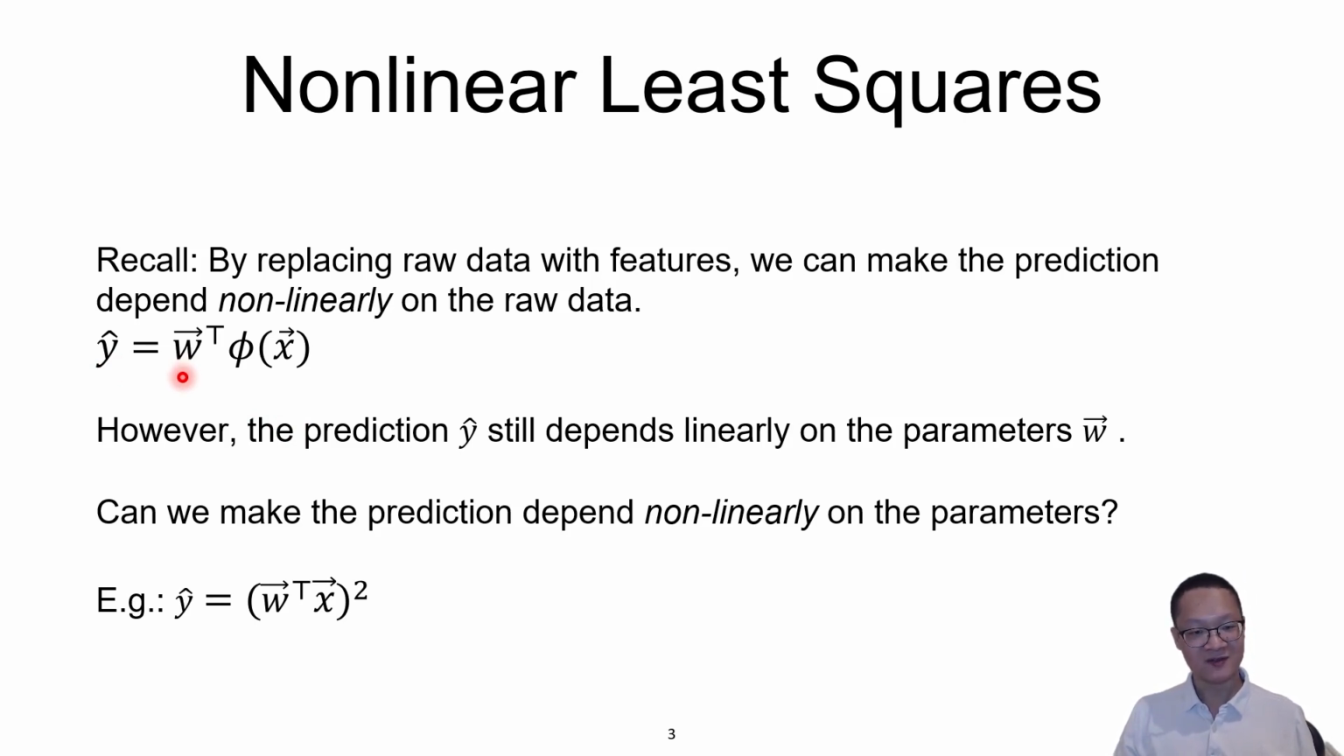So now if we want an even more complicated model, you might ask, can we make the prediction depend nonlinearly on the parameters? For example, something like y hat equals W transpose X, all of that squared. In this case, you will have many squared terms of W as well.